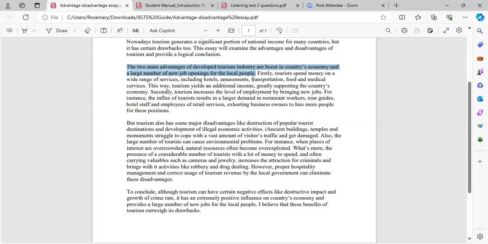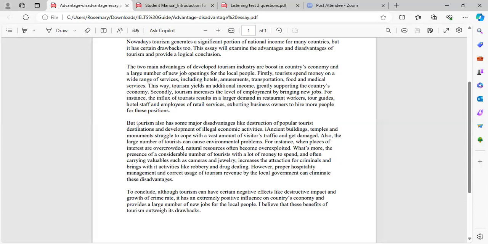So here, the first advantage mentioned is that tourists spend money on a wide range of services, including hotels, amusements, transportation, food, and medical service. This way, tourism yields an additional income supporting the country's economy. So you can write the advantage and give an example. And the second idea is also mentioned here and can give an example.